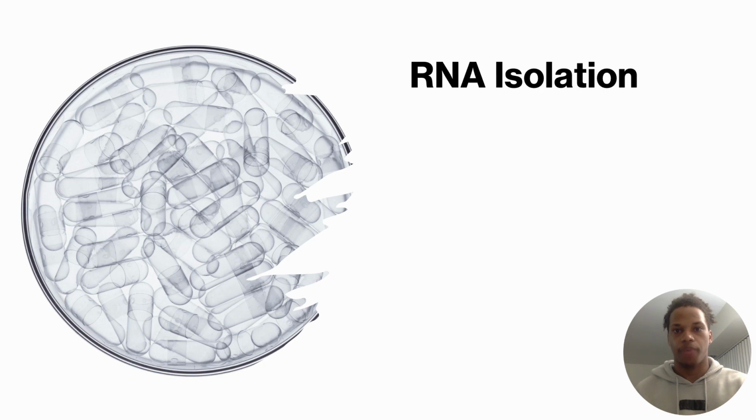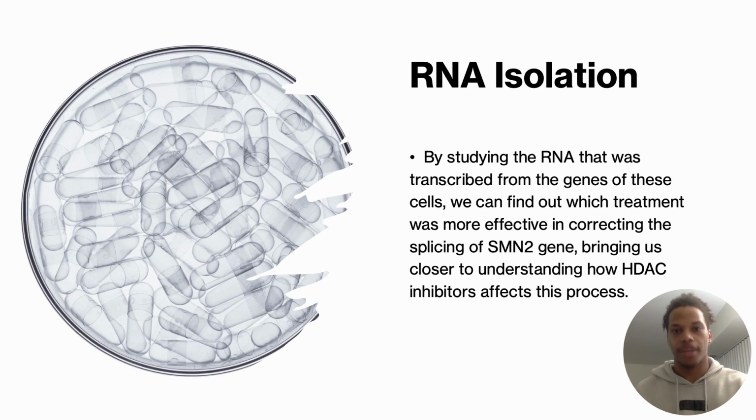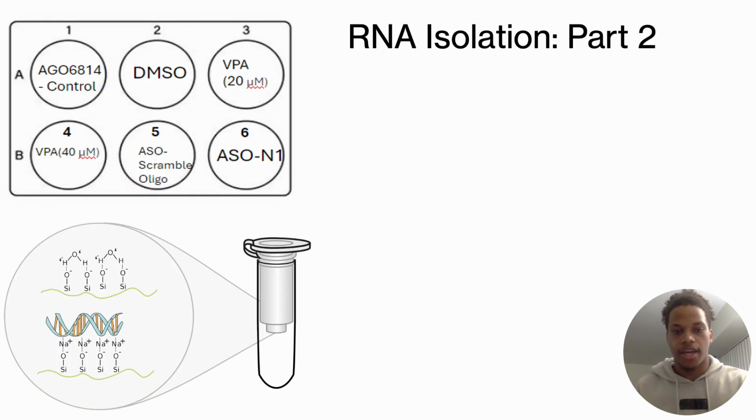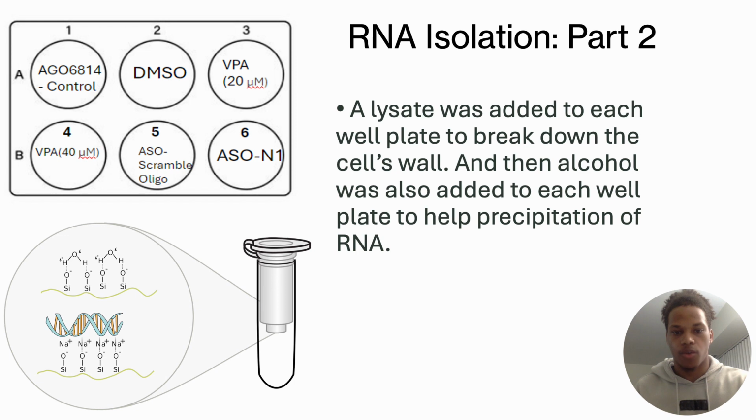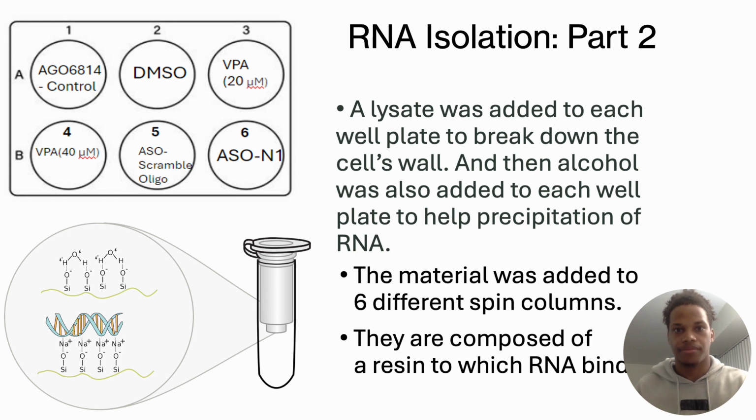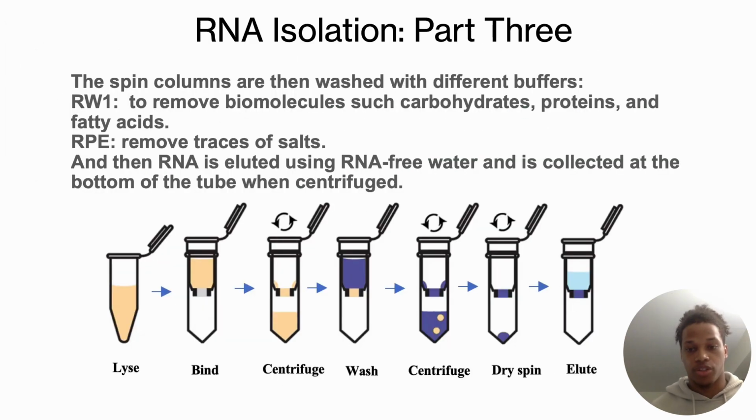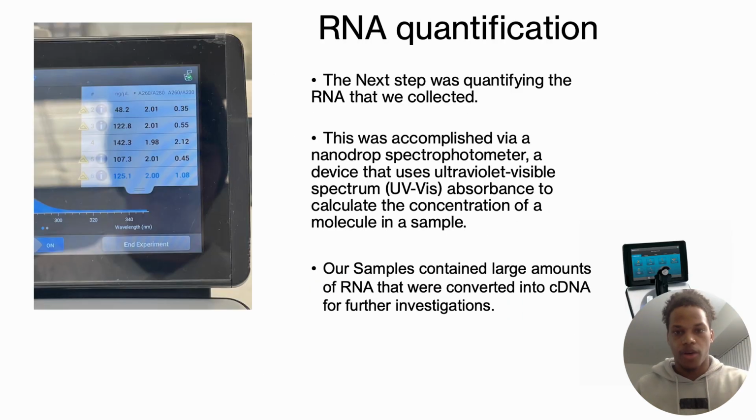Isolating RNA can help differentiate treatment more effectively in correcting splicing and understanding HDAC inhibitors in the process. We use a lysate to break down our cell wall. These buffers include RW1 to remove all biomolecules and RPE to remove salt traces. Then we quantify our results using spectrophotometry.